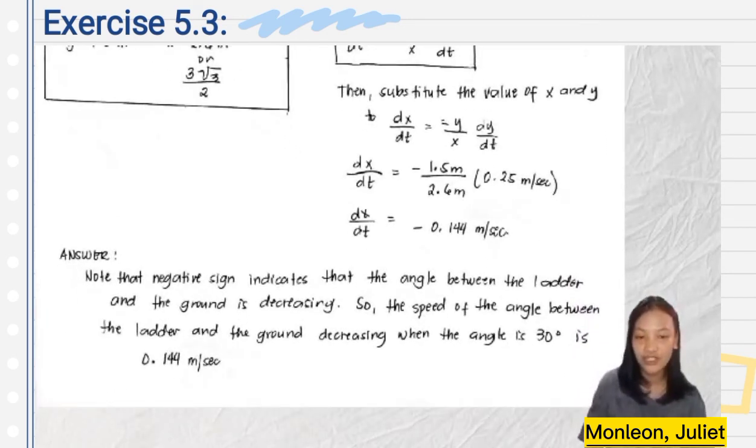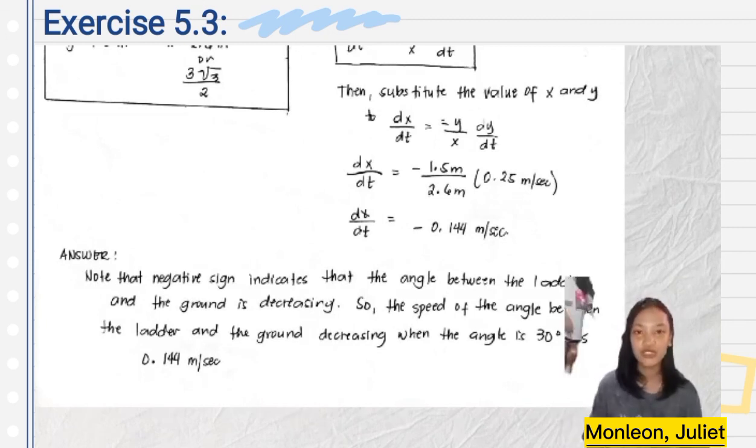The final answer states that by solving the equation, it is noted that the negative sign, which we came up with as our final answer, indicates that the angle between the ladder and the ground is decreasing. So the speed at which the angle between the ladder and the ground is decreasing when the angle is 30 degrees is 0.144 meter per second.